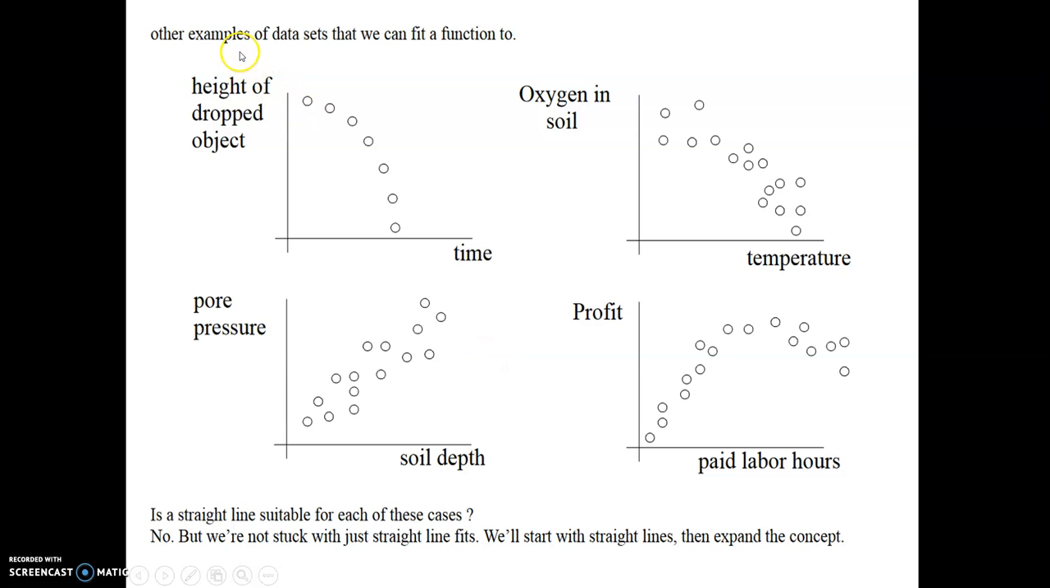Here are some other examples of data or points. Here you can see height of a dropped object versus time, oxygen in soil versus temperature, pore pressure versus soil depth, profit versus paid labor hours. You can observe the data points. We will see further where exactly we will be using this. So in this case, a straight line is suitable for each of the cases.